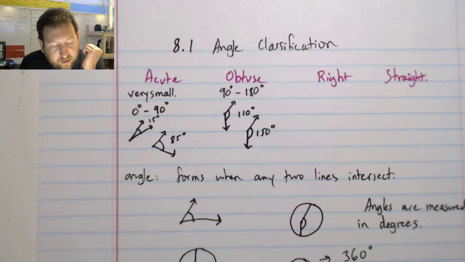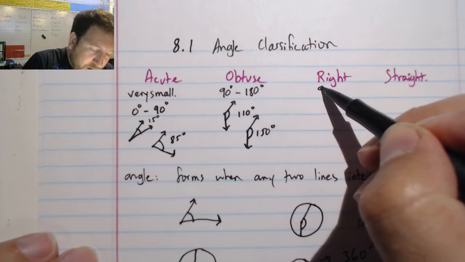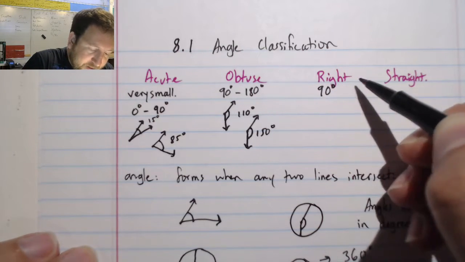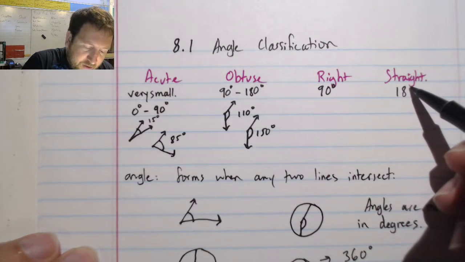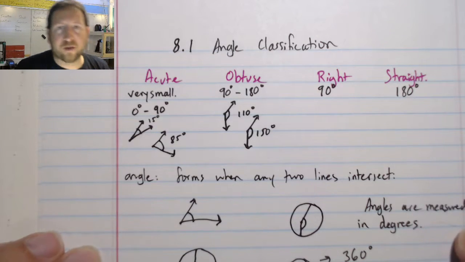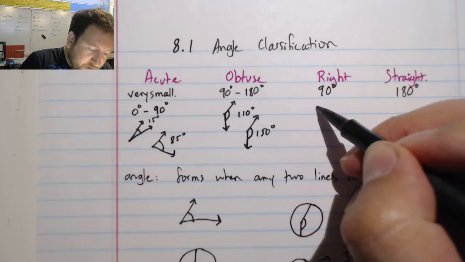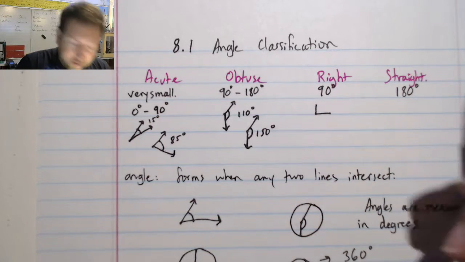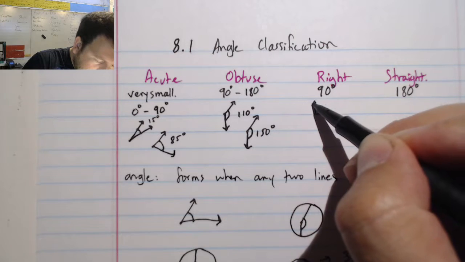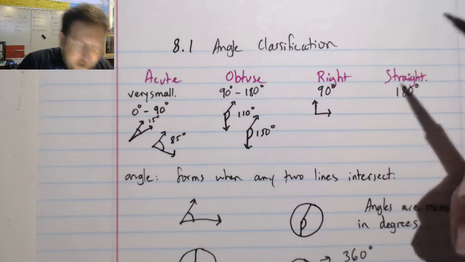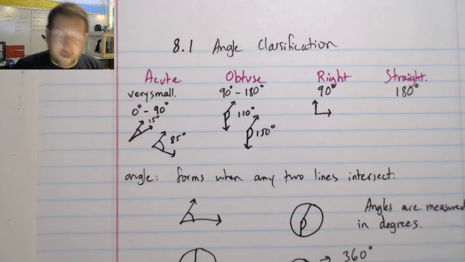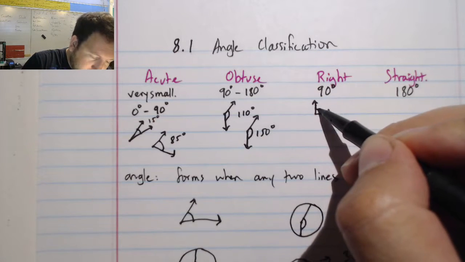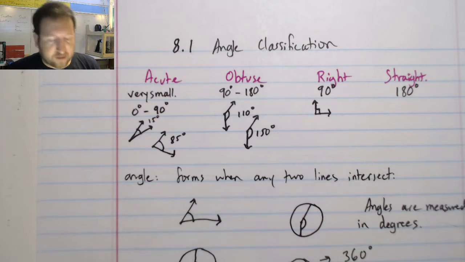But then I do have two specific angles. And a right angle is when I have exactly 90 degrees. And a straight angle is when I have exactly 180 degrees. A right angle looks like this. It's like the corner of a box, you could say. Looks like this. And instead of typically putting a rounded angle marker inside, we put a little square. And this tells us it's a right angle.